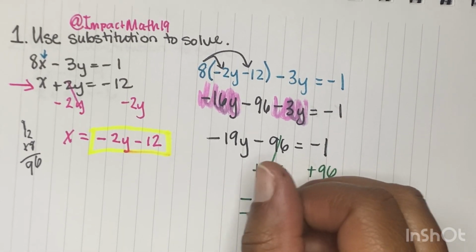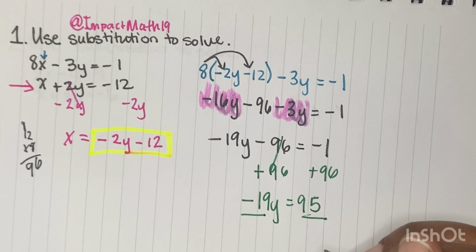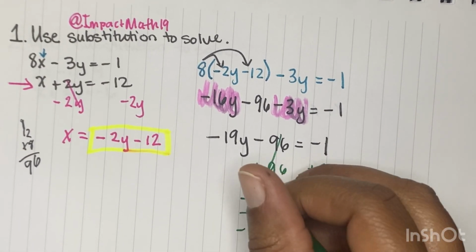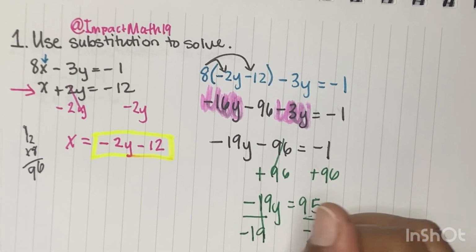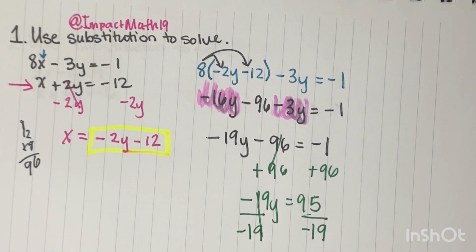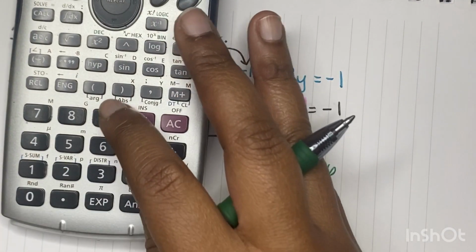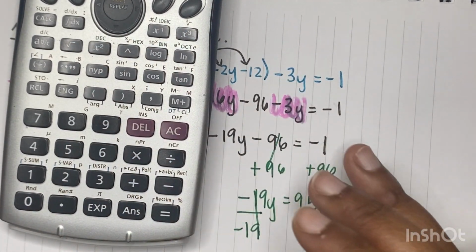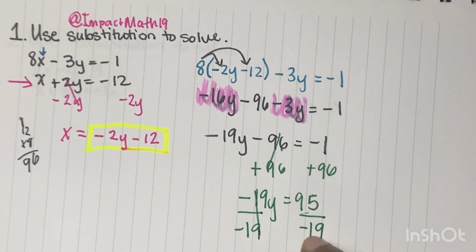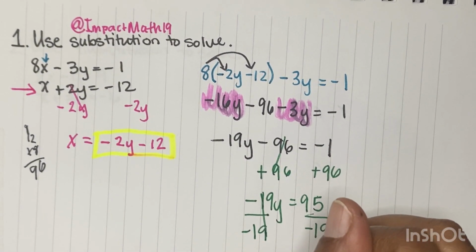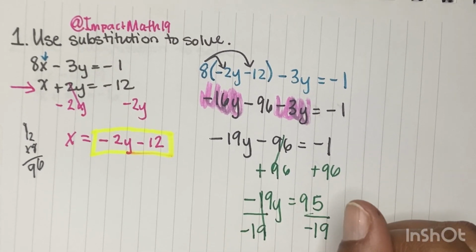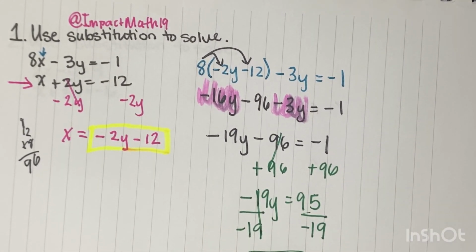And then we're going to divide both sides by negative 19. Okay. And we get y equals, let's take out our handy dandy calculator at this point, right? So 95 divided by 19. Let's see, we get negative 5. Because a positive divided by a negative is a negative always. And then we get 5. So this is our y.